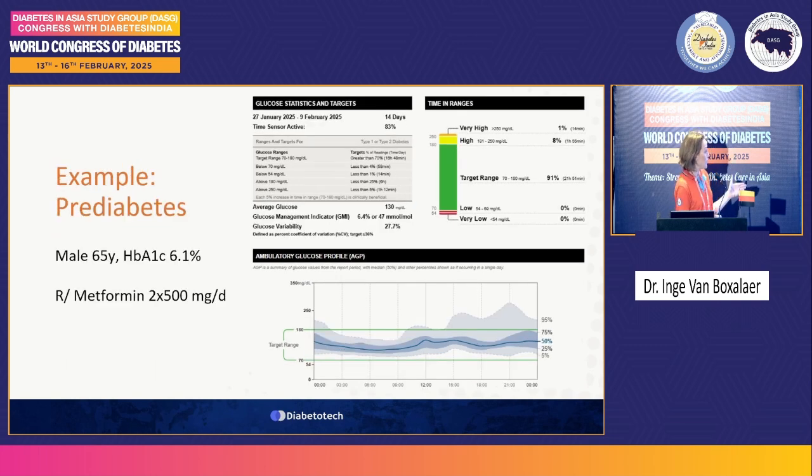Here is somebody with pre-diabetes. This is actually my father, like Dr. Partakar mentioned so well. What would you like for your loved ones? And he learned so much from a sensor. So it's really cool to give that experience to your loved ones and that they can learn a lot and try to prevent diabetes.